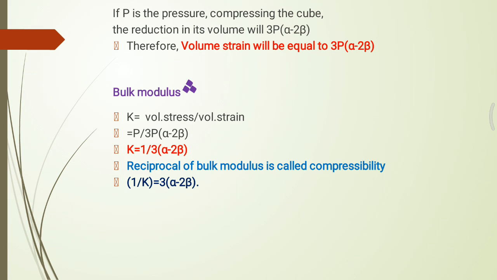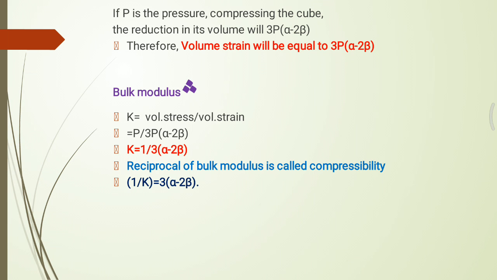And the bulk modulus is now defined as K is equal to volume stress by volume strain, that is equal to P divided by 3p into alpha minus 2 beta. That is, P is volume stress, where P is the pressure and pressure is defined as force by area. Similarly, the volume stress is also defined as force by area. Hence, we replace volume stress by P, the pressure, that is equal to force by area. And K is equal to 1 by 3 times alpha minus 2 beta as P cancels.